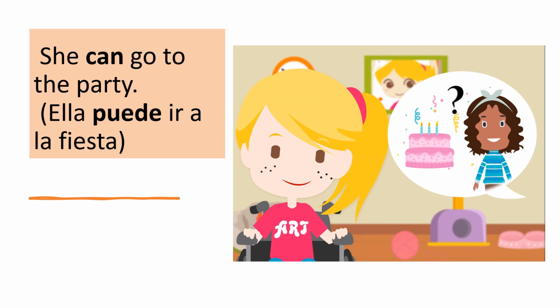She can go to the party. She can. As you can see, in the third person, she, you don't need to add an S. That's not necessary with modal verbs. Only she can go to the party.